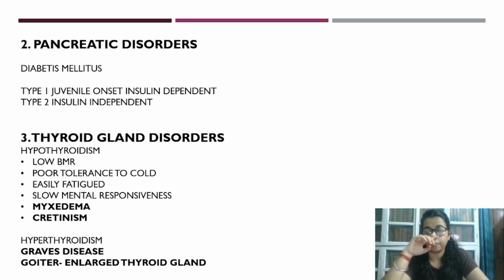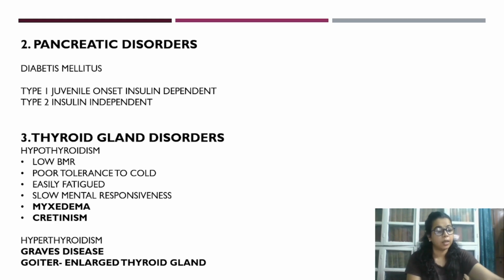In case of hyperthyroidism, what will happen? Graves' disease. In this case, there is enlargement or bulging of the eyes and excessive secretion of the thyroid gland. It is also known as an autoimmune disease, that is Graves' disease. Apart from that, bulging of the eyes, that is exophthalmos, will happen if there is excess thyroid. And one more thing, that is goiter. Goiter means an enlarged thyroid gland.